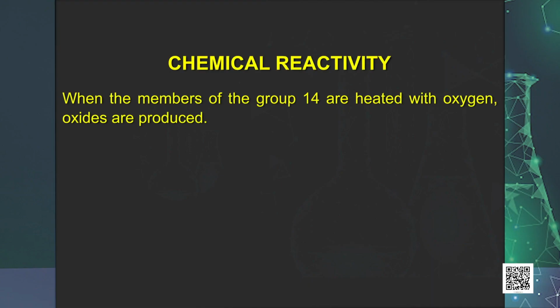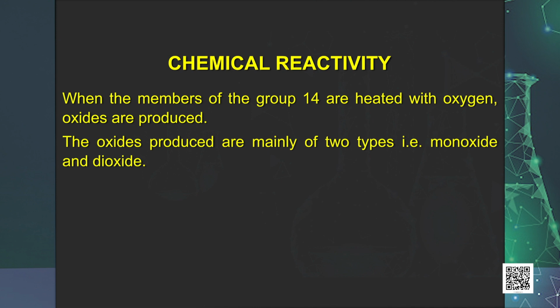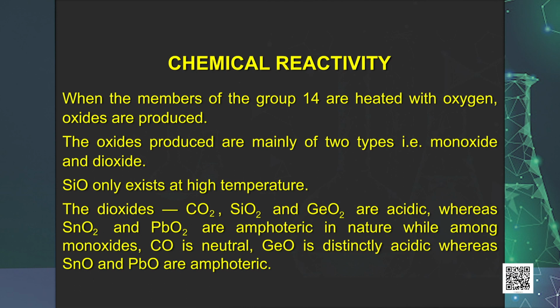When the members of group 14 are heated with oxygen, oxides are produced. The oxides produced are mainly of two types, that is monoxide and dioxide, with molecular formula MO and MO2 respectively. SiO only exists at high temperature. It is known that oxides in higher oxidation states of elements are generally more acidic than those in the lower oxidation states. The dioxides CO2, SiO2 and GeO2 are acidic, whereas SnO2 and PbO2 are amphoteric in nature, while among monoxides CO is neutral. Germanium oxide is acidic, whereas tin oxide and lead oxide are amphoteric.